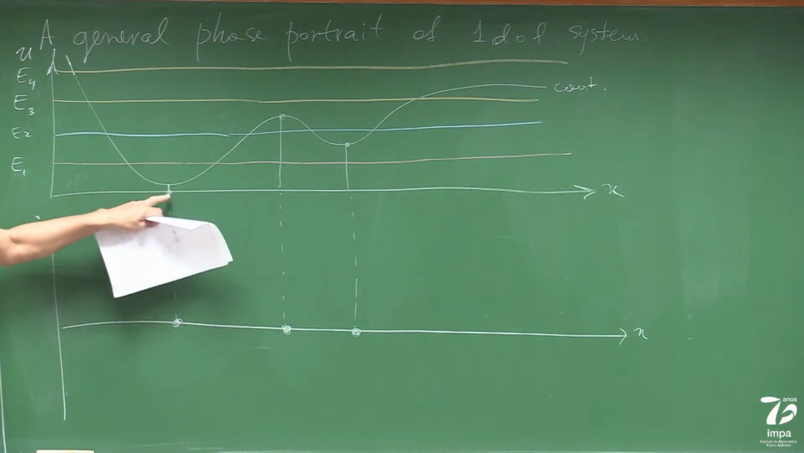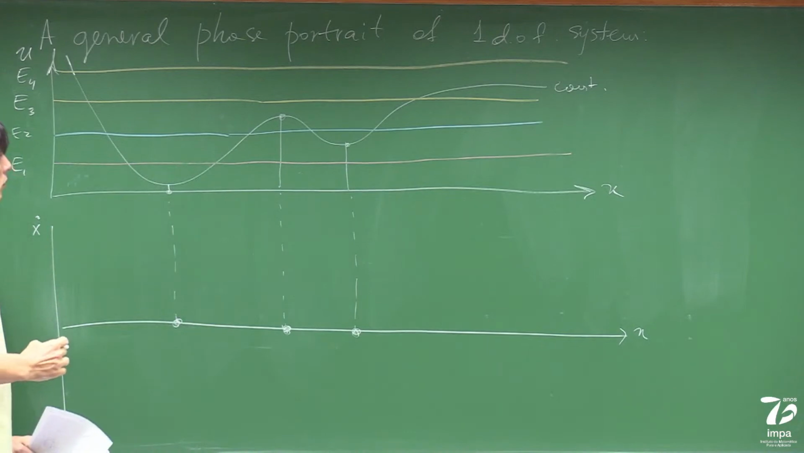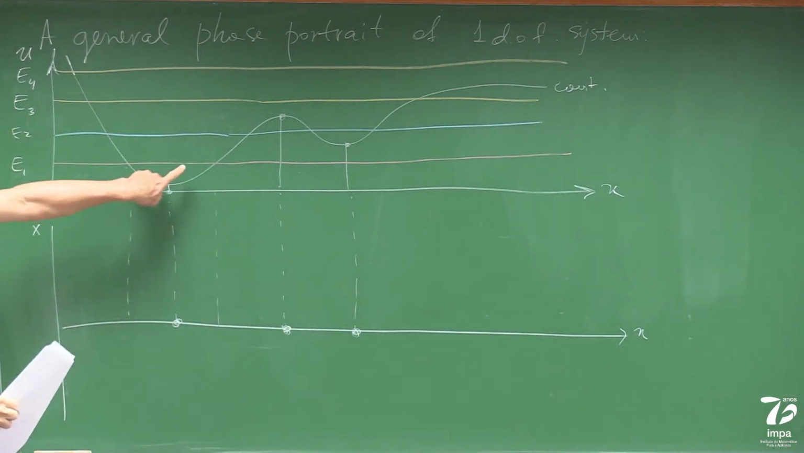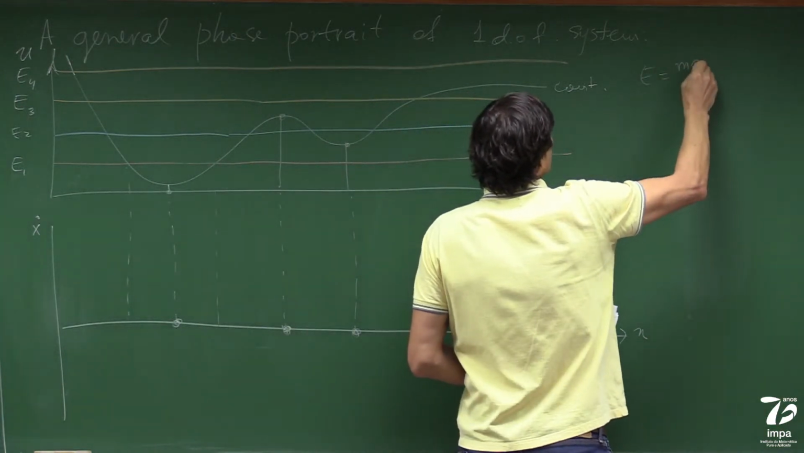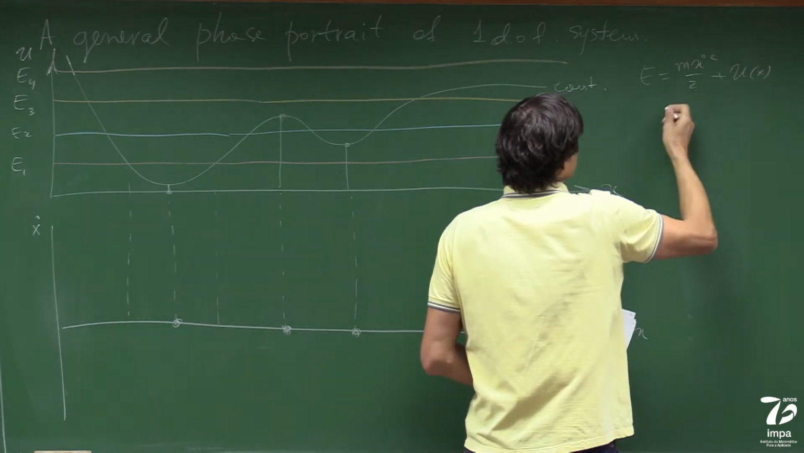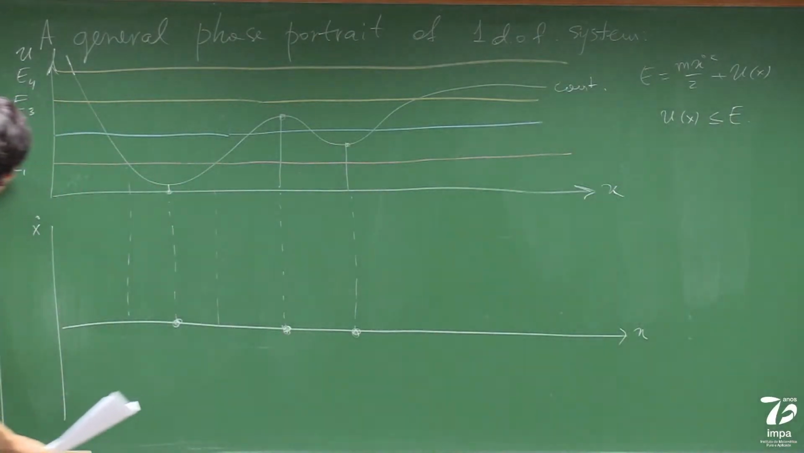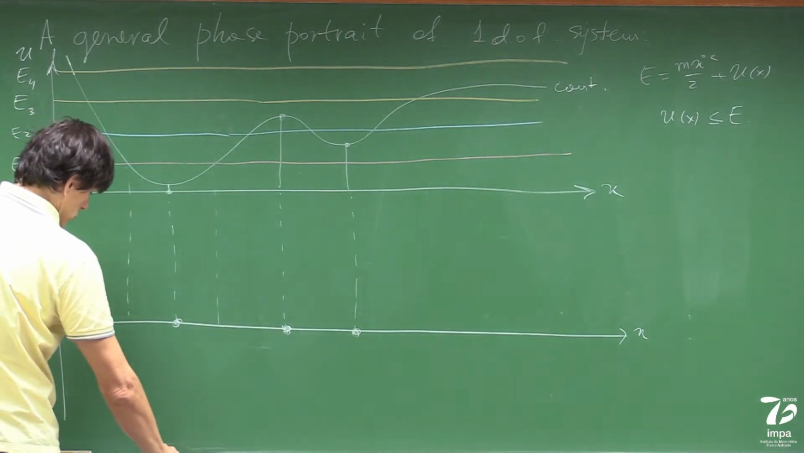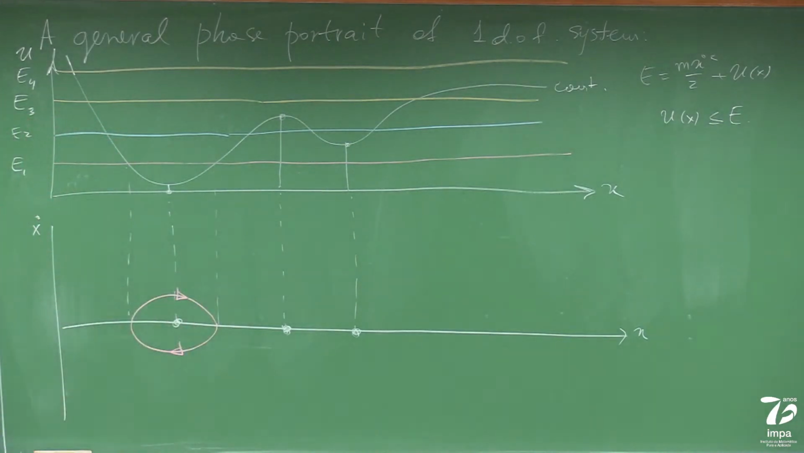So the first is just slightly above the minimum, and we know that when you're above the minimum, the orbit is a closed line, which is approximately an ellipse. This is a level of energy. Remember that energy is m x dot square over 2 plus U, which means that U of x is always smaller or equal than E. So if we say that the energy of our system is here, then we can only be in this interval, because potential energy should be smaller or equal. And this gives you the orbit. So it's right above and left below, because x dot should be positive here, x dot should be negative there.